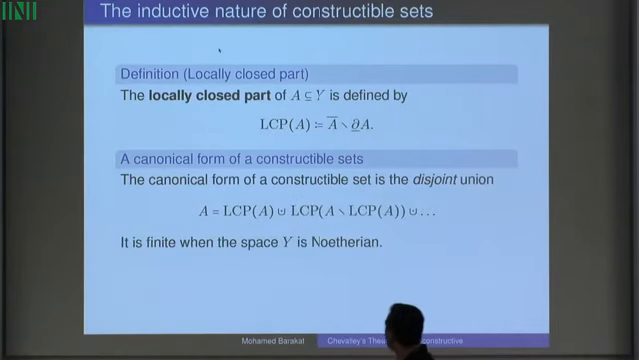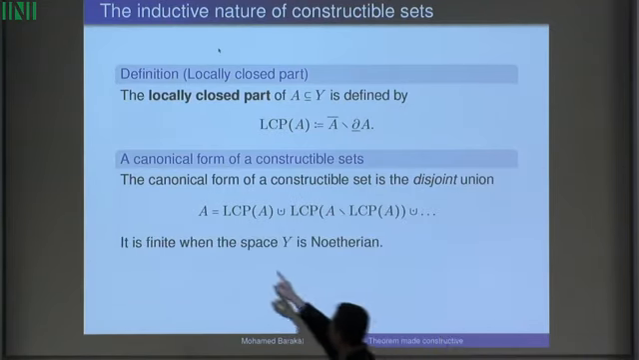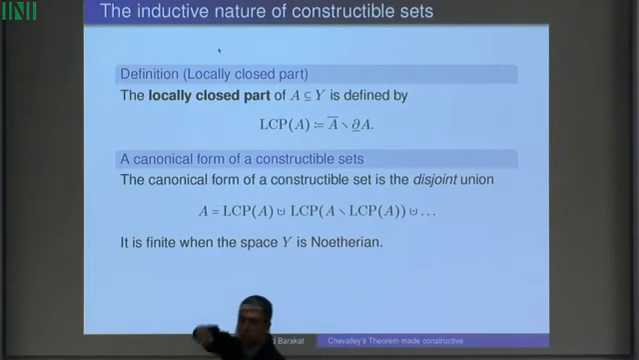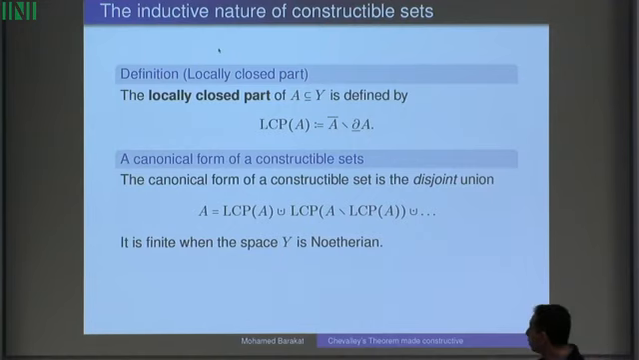And then you take the locally closed part of A without the locally closed part, and then you induct. And this gives you a very nice canonical form for constructible sets, which terminates if your space Y is Noetherian. Noetherian means that you have the descending chain condition for closed subsets, which on the ideal level will be the ascending chain condition, and this explains Noetherianity, although it's only in one direction.